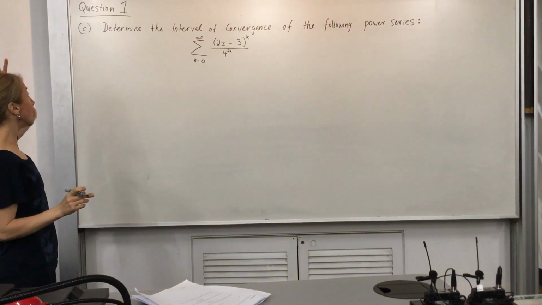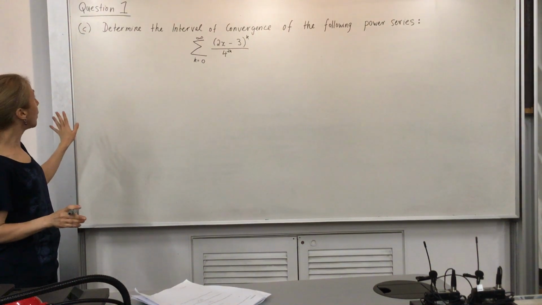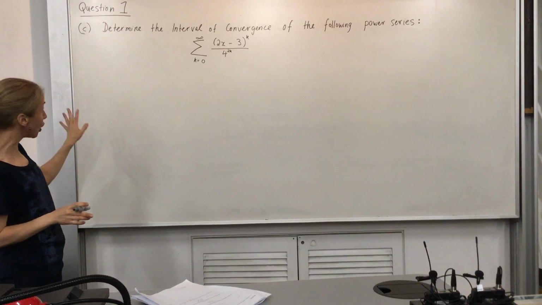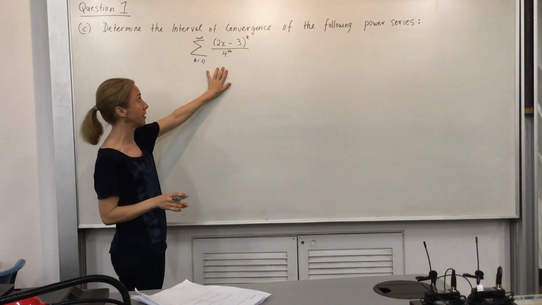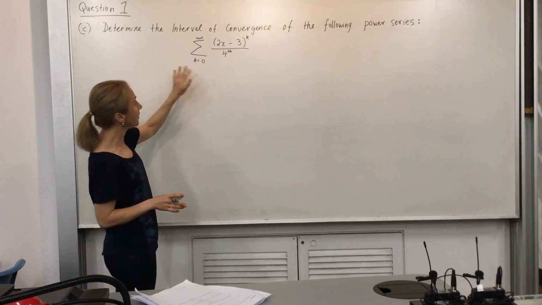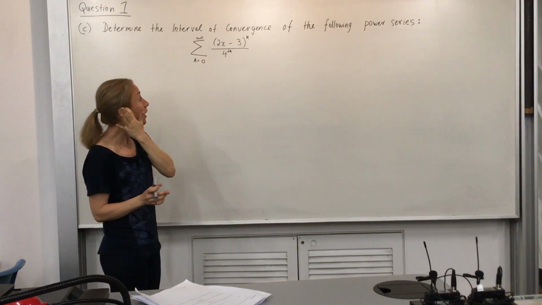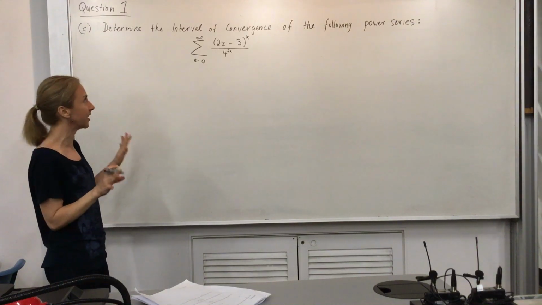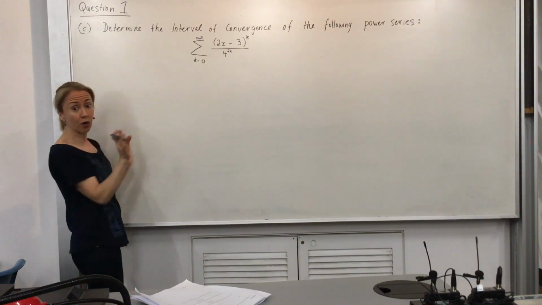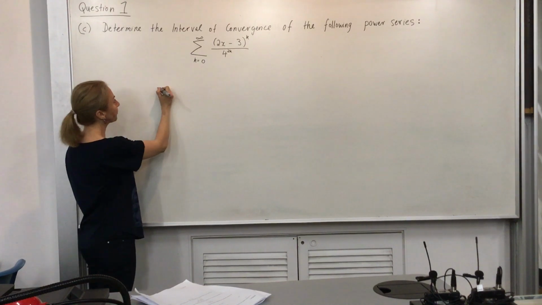Okay, so this is question 1C. Question 1C asks us to determine the interval of convergence of a given power series. So for the interval of convergence of a power series, we use the ratio test for absolute convergence. Always, that is the test we use. So let's go and apply that test.